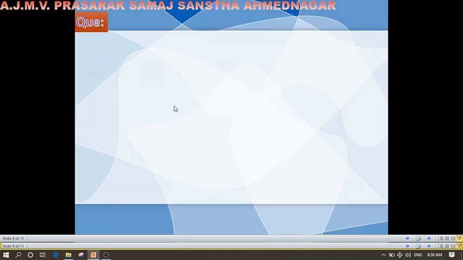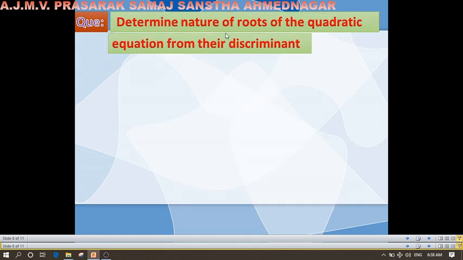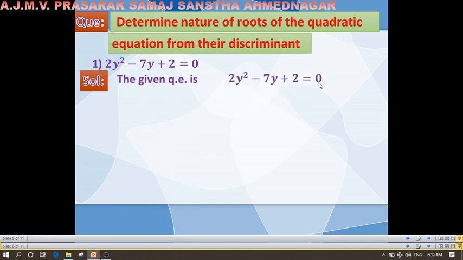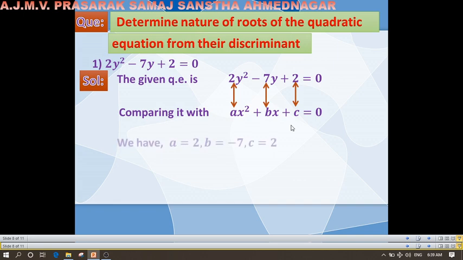Now take some examples. Question: determine the nature of the roots of the quadratic equation from their discriminant. First example, 2y square minus 7y plus 2 is equal to 0. Solution. The given quadratic equation is 2y square minus 7y plus 2 is equal to 0. Comparing it with the standard form ax square plus bx plus c is equal to 0, we have a is equal to 2, b is equal to minus 7 and c is equal to 2.